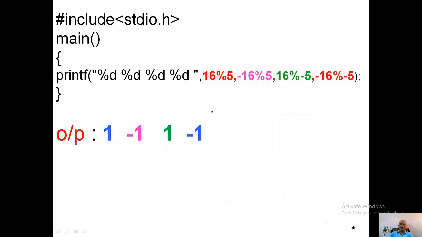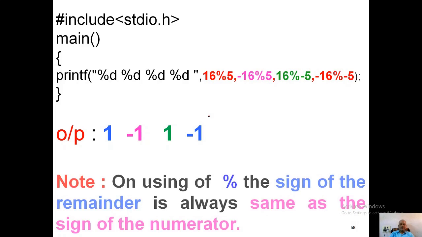In most interviews they may ask a question like this. When using modulus, the sign of the remainder is always the same as the sign of the numerator.